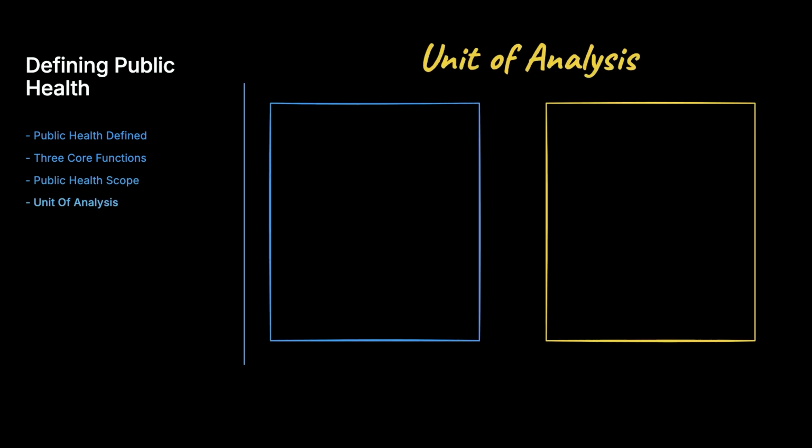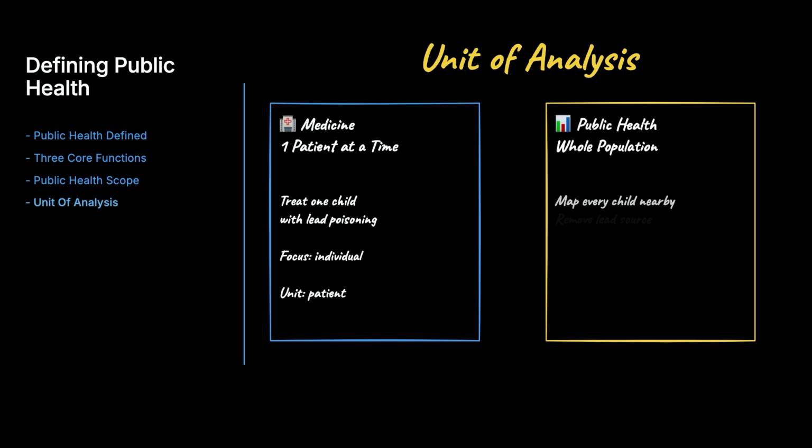The most testable difference between medicine and public health is the unit of analysis. Medicine cares for patients one at a time. Public health cares for populations. A doctor treating one child with lead poisoning practices medicine.